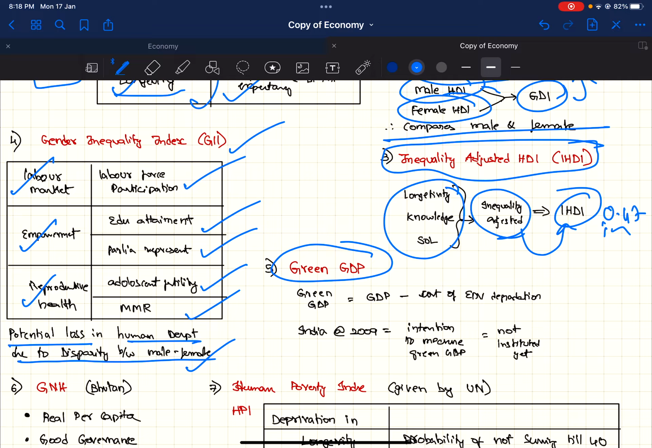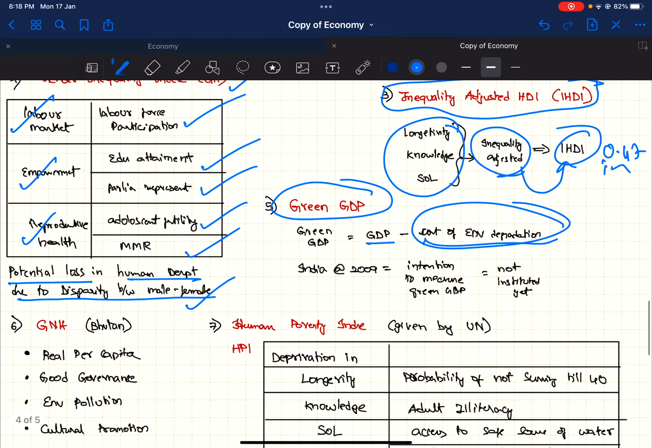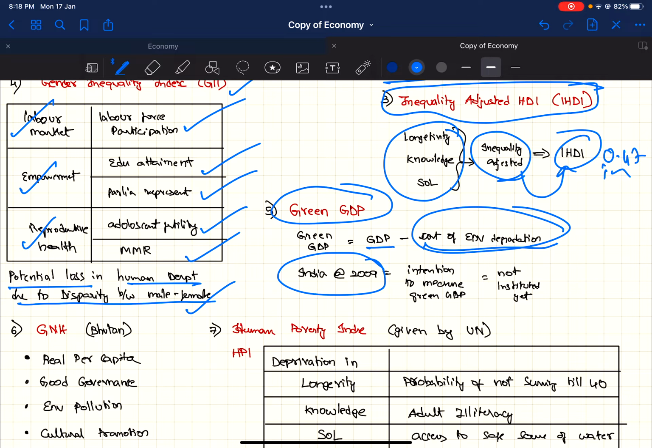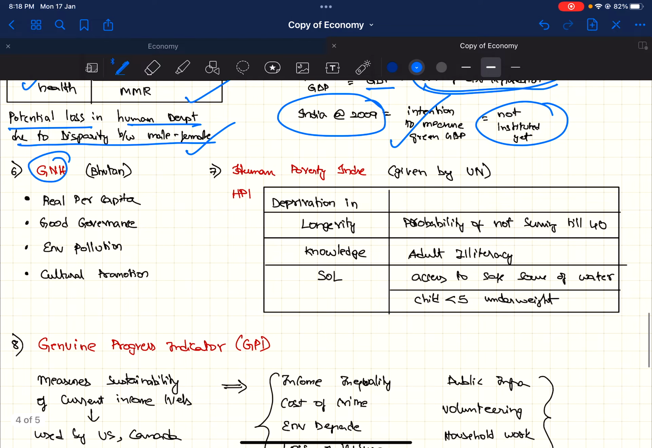Now coming to green GDP, it is GDP minus the cost of environmental degradation. So in 2009, India gave the intention that it wants to measure green GDP, but it has not been instituted till now. Now coming to gross national happiness, Bhutan is the main pioneer. It is based on four pillars which are real per capita income, good governance, environmental pollution, and cultural promotion.